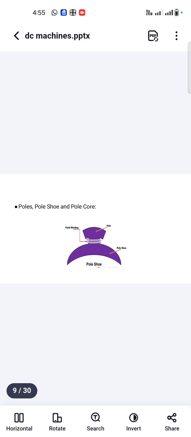What is the main function of pole? It produces magnetic flux, supports the field winding, and helps in energy conversion. Okay. Next, what is the pole shoe? Sorry, pole core. So what is pole core?